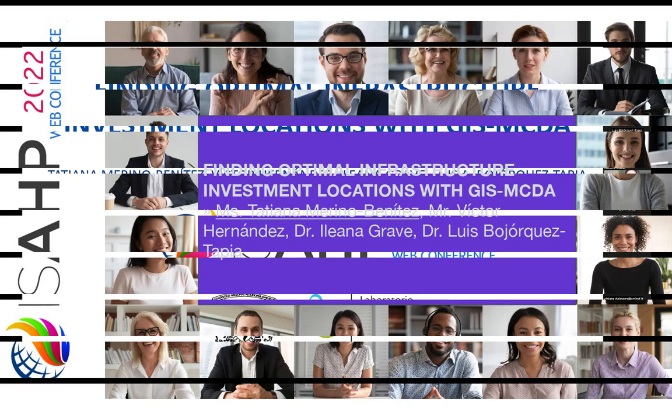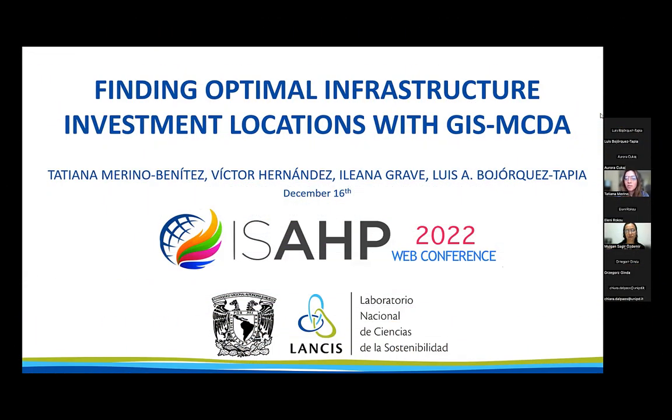So I'm presenting how to find optimal locations for infrastructure investment using GIS and MCDA. And yes, as you already said, this is a practical case. I worked together with my colleagues, Víctor Hernández and Ileana Grave, and my advisor, Luis Bojorquez. The case is the location of swine plants in Yucatan, Mexico.